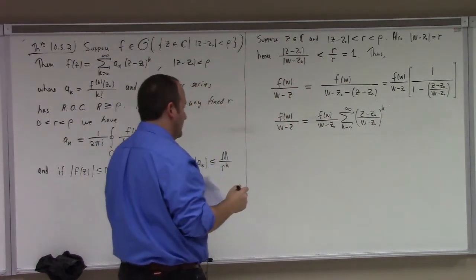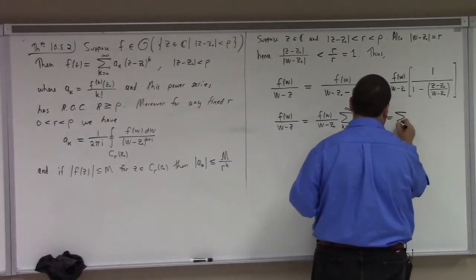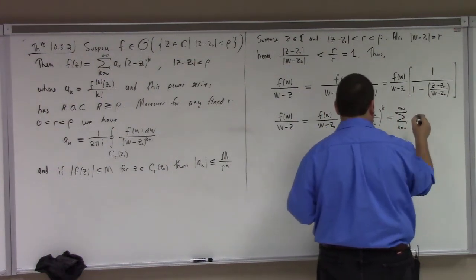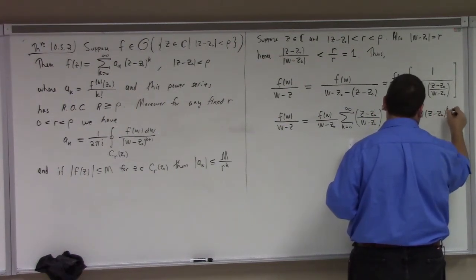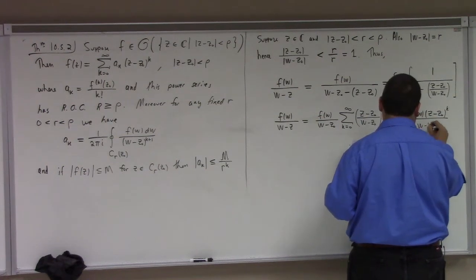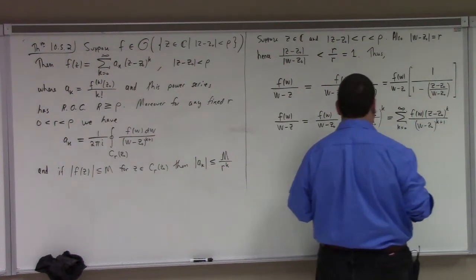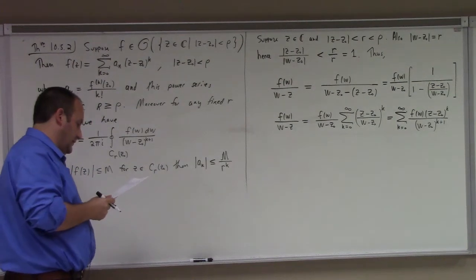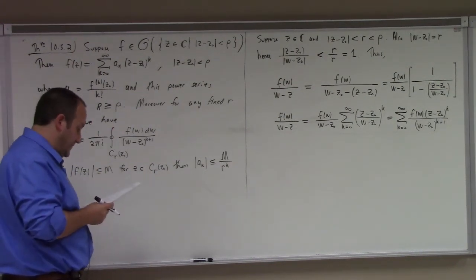But we can clean that up a bit. That could be rewritten as the sum k equals 0 to infinity of f of w times z minus z naught to the k power divided by w minus z naught to the k plus 1 power. Right. And we can do that for any z such that the condition above is met.